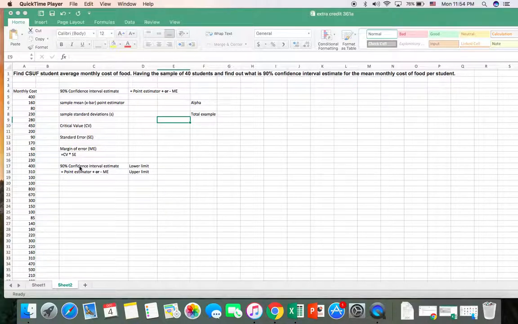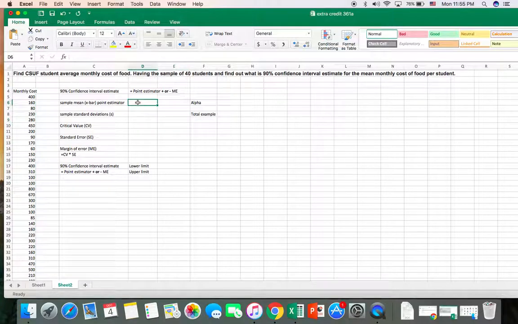First, based on what we learned in ISDX 361A, it is equal to the point estimator plus or minus the margin of error. The point estimator is actually the x bar, and the margin of error is equal to the critical value times the standard error. The standard error is equal to the standard deviation over the square root of the total sample size. Okay, so let's find these numbers.